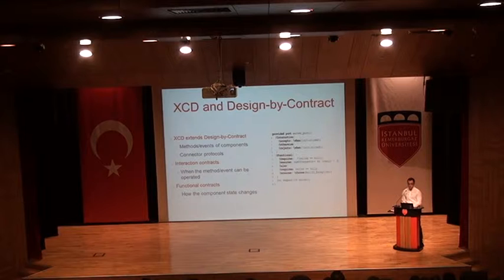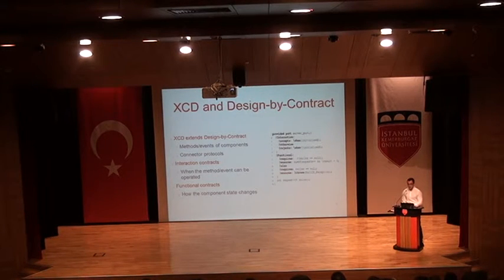So we apply contracts to the specification of components and connectors. The methods and events of component ports are specified in terms of two types of contracts. These are interaction contracts and functional contracts. So each event, each method is attached with two types of contracts. Here in the screen you will see a server port. The server port includes a single method called request method. There are two different types of contracts attached, interaction contract and functional contract.